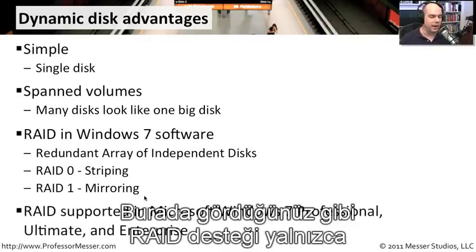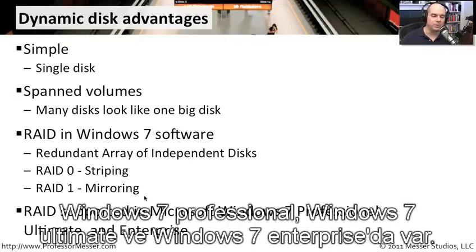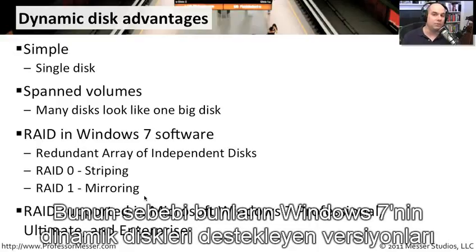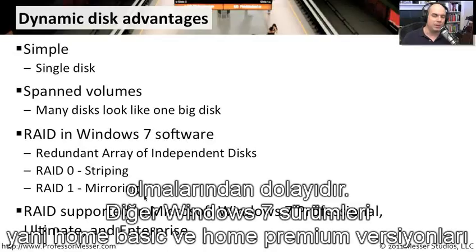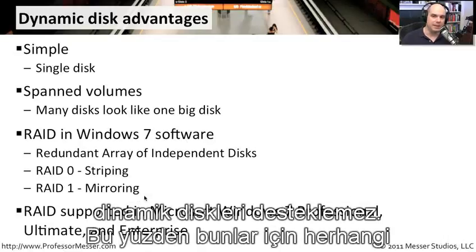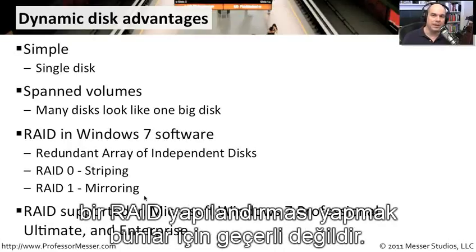Now, you'll notice that RAID support is only available in Windows 7 Professional, Windows 7 Ultimate, and Windows 7 Enterprise. And that's because those are the only versions of Windows 7 that will support a dynamic disk. The other Windows 7 versions, like Home Basic and Home Premium, don't support dynamic disks. So therefore, they're not going to support the options we have here for doing any type of RAID configurations.